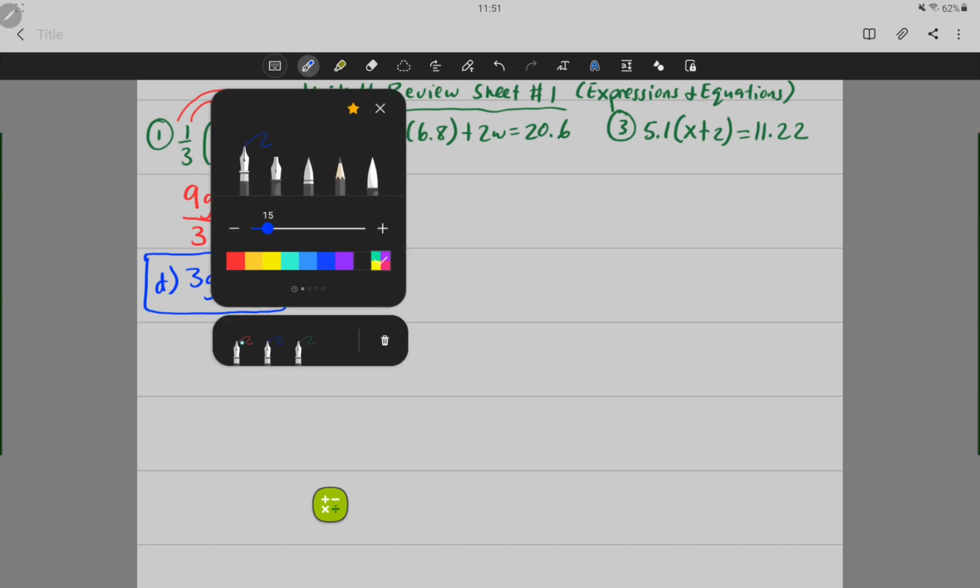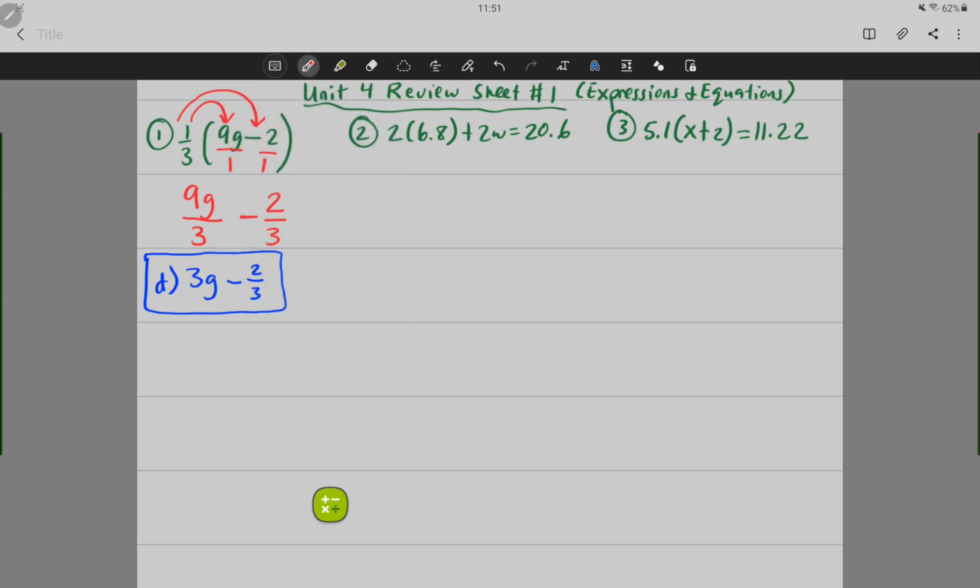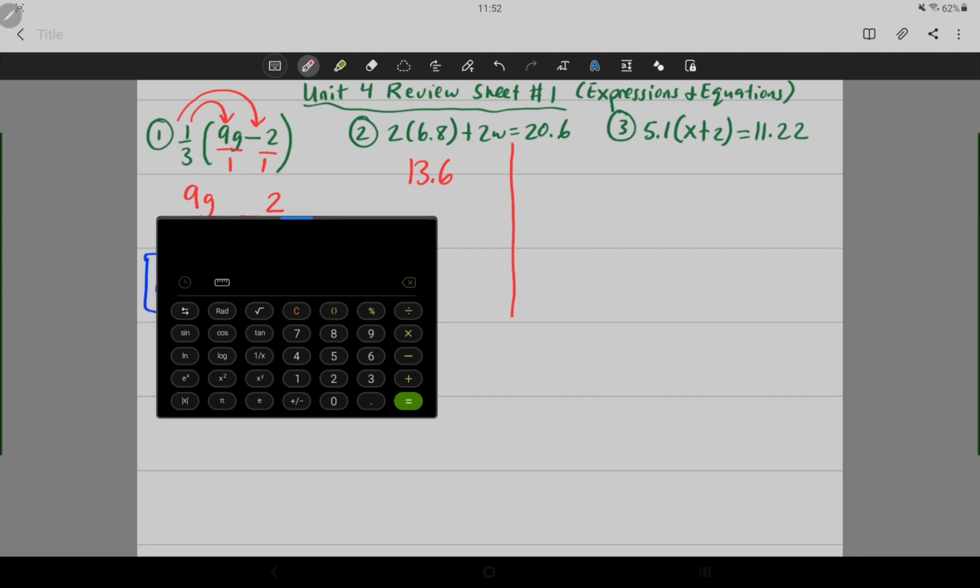Okay, question 2. We have a rectangular garden with a length of 6.8 meters and a perimeter of 20.6 meters, and it gives us this equation to solve. So we know what to do, equal sign, draw a line. Now before we do anything else, we also want to get rid of these parentheses like in number 1, so we multiply 2 times 6.8, which is going to give us 13.6. Again, use a calculator if you have. Let's just double check. 2 times 6.8. There we go, 13.6.